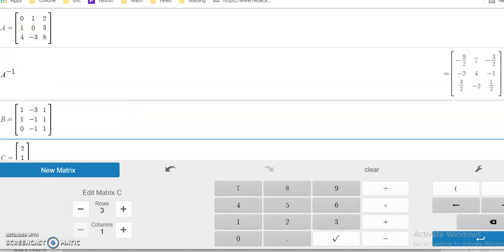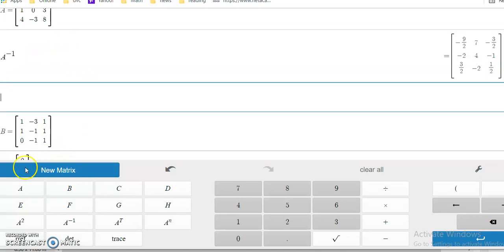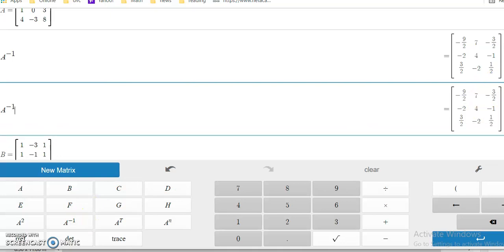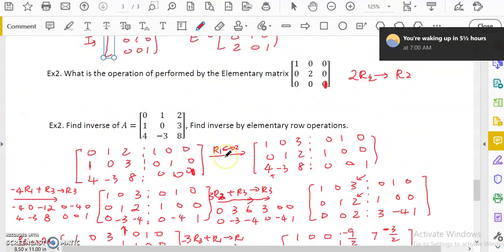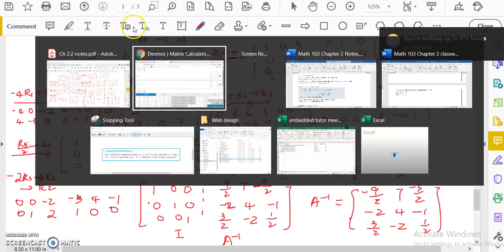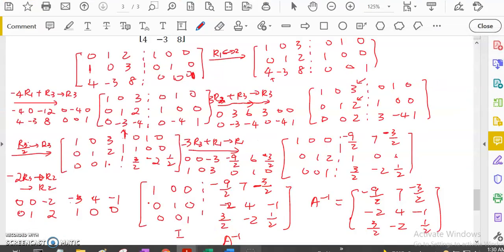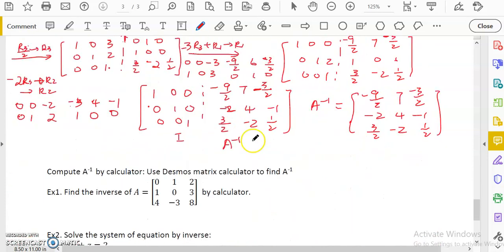And the way to do it is you enter the matrix and then you do A inverse. How do you do A inverse? You just say A and then inverse like that. They will give it to you. If you want fraction, just do it this way. So this is doing it by hand, and then you can do the same thing by elementary row operation in case you don't have a calculator.